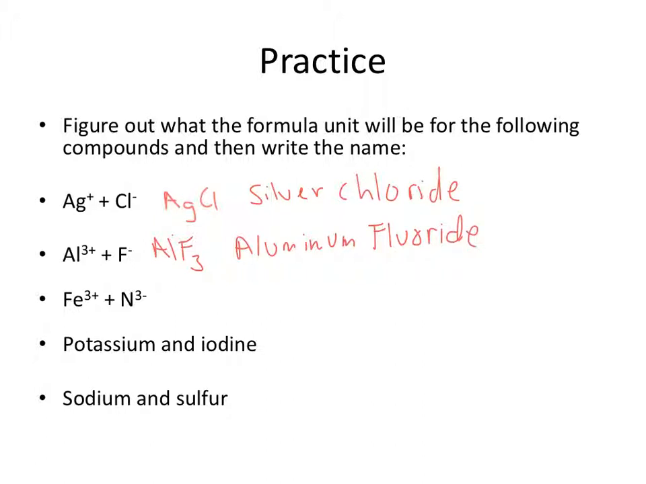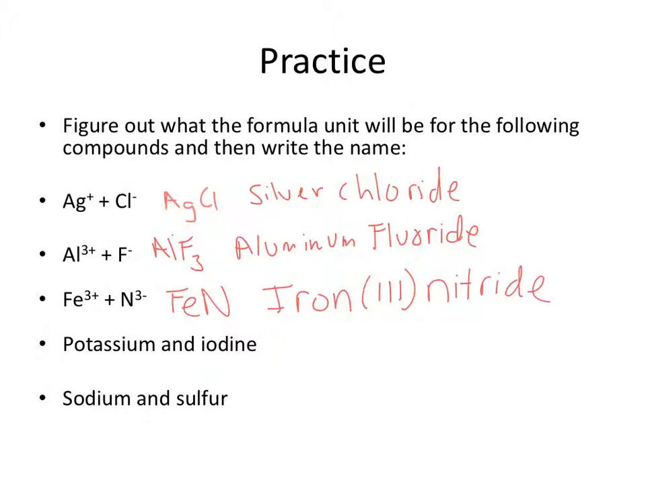All right, Fe3+ and N3-. Remember iron, right, we're putting them together first. So that's all 1 to 1, so it's FeN. Remember with iron, we want to state which type it is, so it's iron(III) nitride.